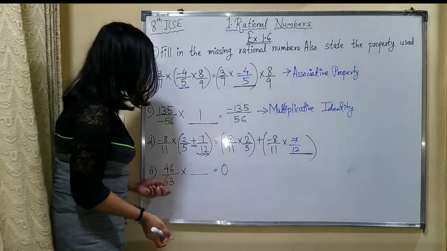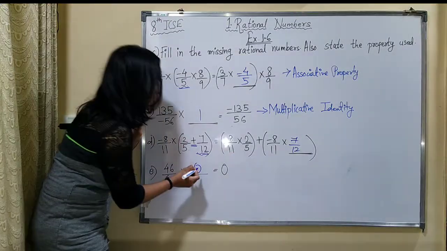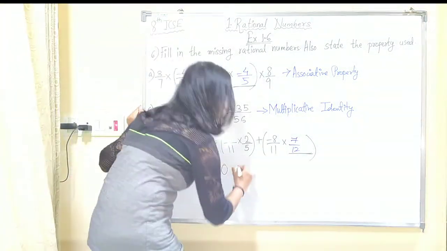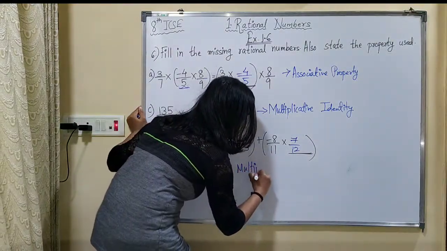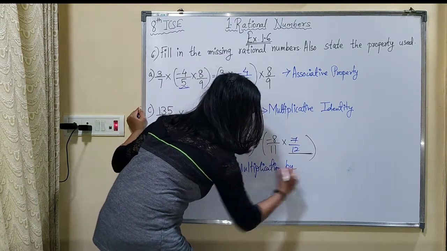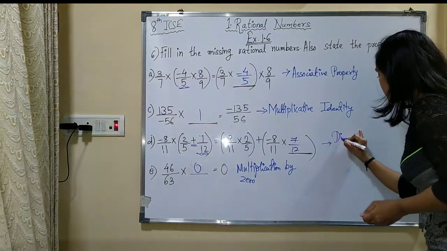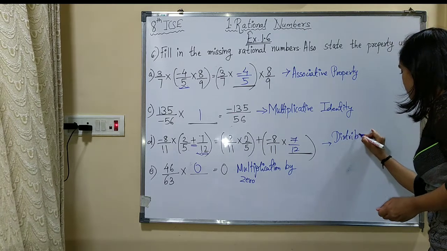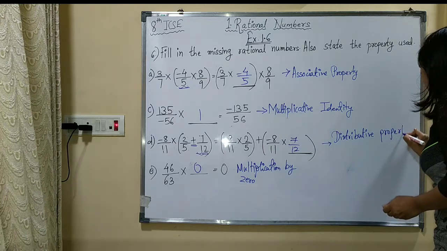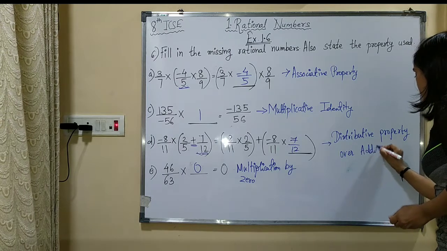Next, 4 upon 6 multiplied by 36 multiplied by something gives you 0. So any rational number when multiplied by 0 gives you 0. So this property is known as multiplication by 0. Multiplication by 0. And here we have distributive property over addition.